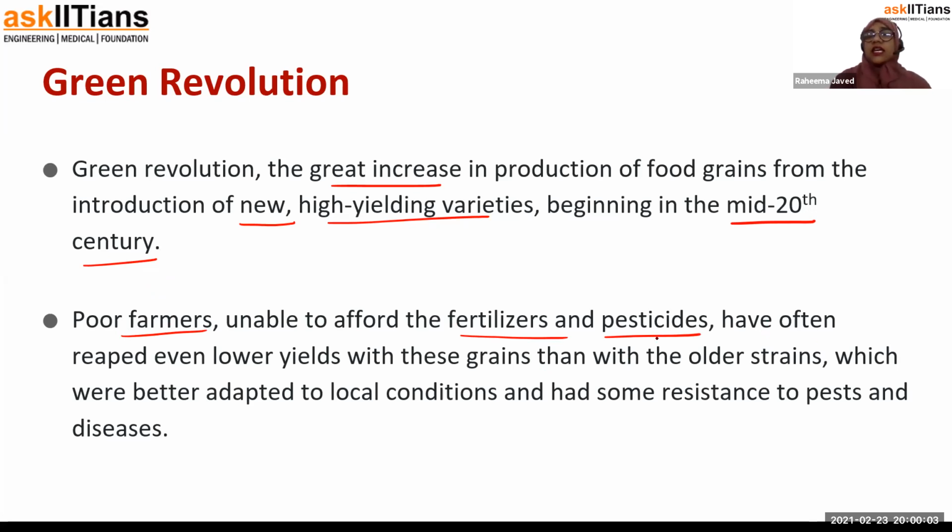So they have often reaped even lower yields with these grains than with the older strains, which were better adapted to local conditions and had some resistance to pests and diseases in that particular region. So this is the problem which is faced by farmers even today, even after the Green Revolution.